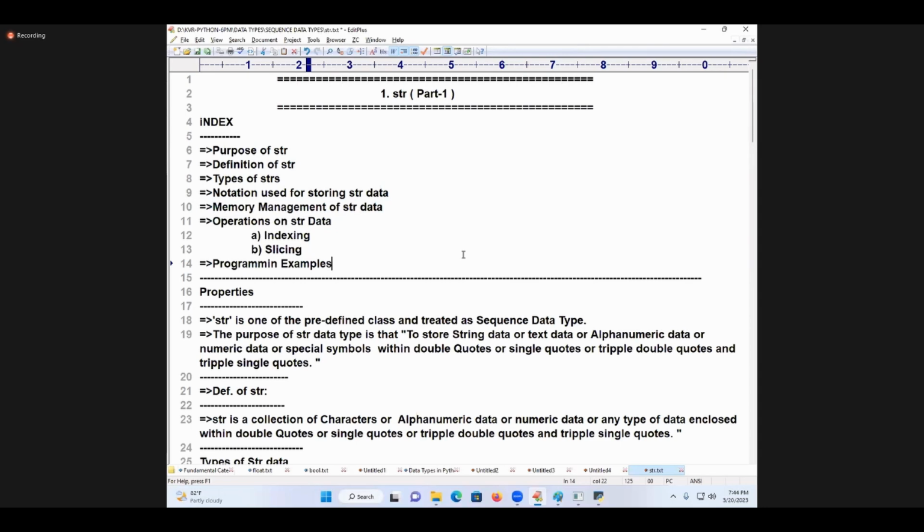Where are you going? Stand up once. Stand up. How many types of str? Next, how many notations are there? What are those? Single quotes, double quotes, triple single quotes, triple double quotes. Backside, stand up. You cannot escape from me. I am very carefully looking at each student of mine. How many types of str?